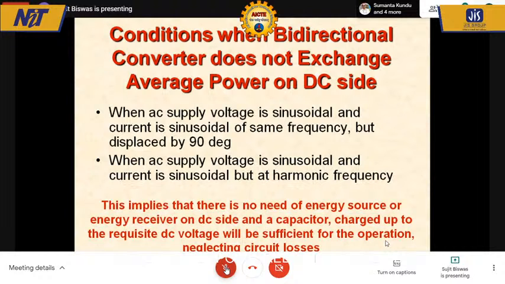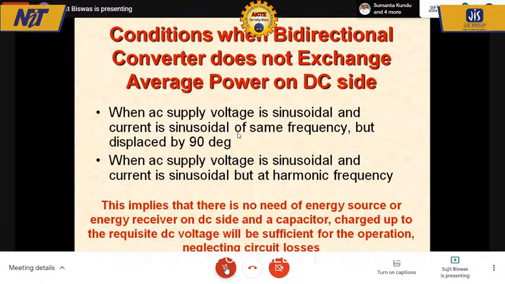I have talked about exchange of power, rectification, inversion. They all refer to exchanges of power, but there are certain conditions where there is no average power exchange on the DC side. Number one is when the AC supply voltage is sinusoidal and current is sinusoidal of the same frequency, but the current is displaced by 90 degrees.